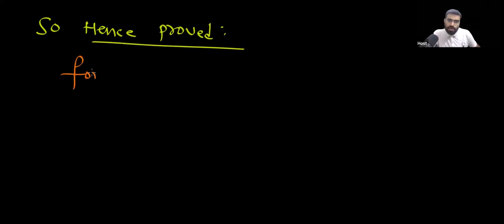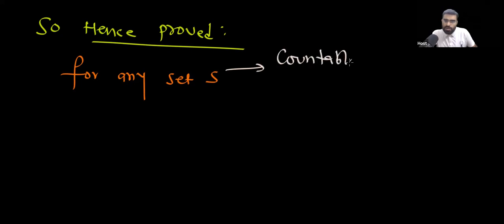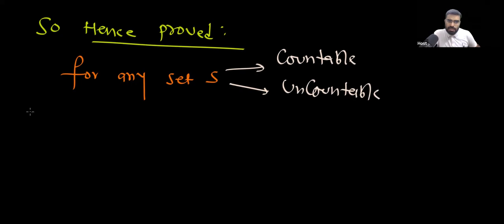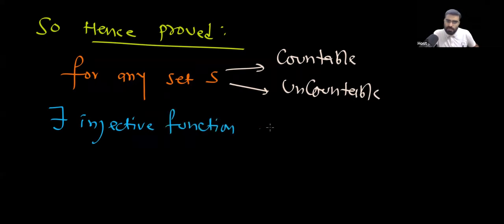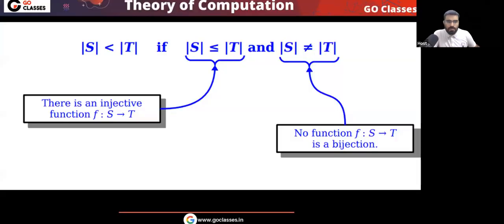So far we have proved that for any set S, this can be any set. You can take countable, uncountable, whatever set you want. For any set S, there exists an injection from S to PS. You can create an injective function from S to PS. So this is what we have proved so far. Very simple idea. I hope you understood.